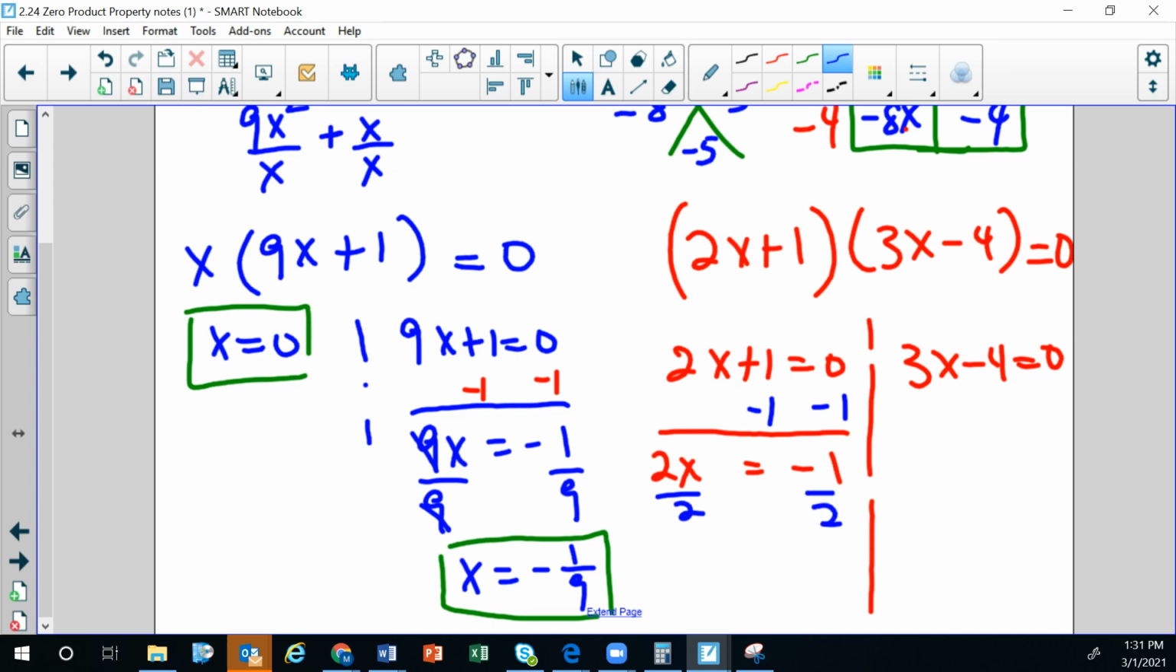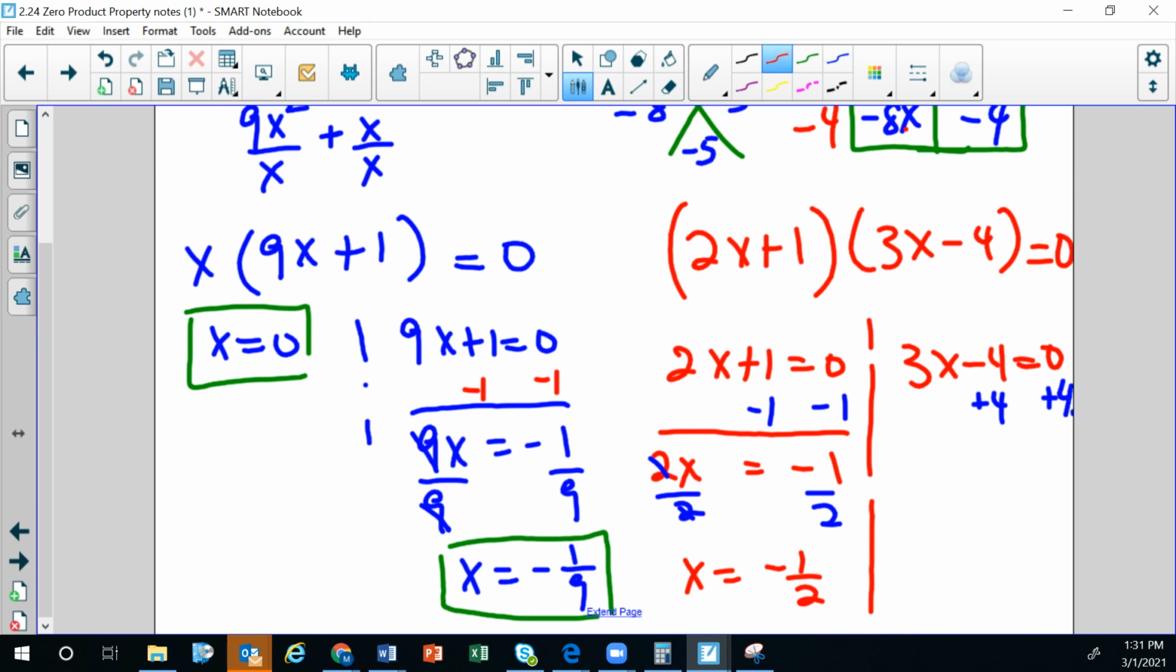And that will give me, 2 cancels out, and that gives me x is equal to, let me keep the red, that's going to give me x is equal to -1/2. All right. And then the other one, I'm going to plus 4 on both sides. Plus 4 on both sides.